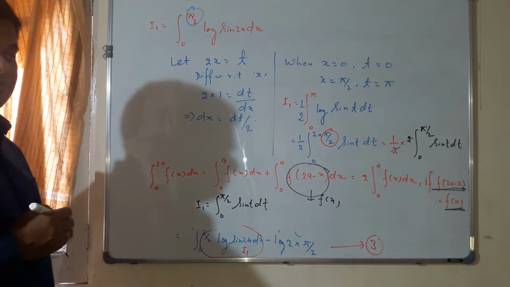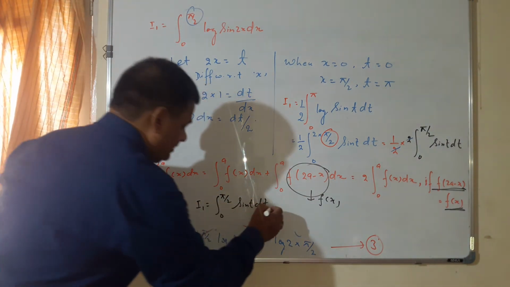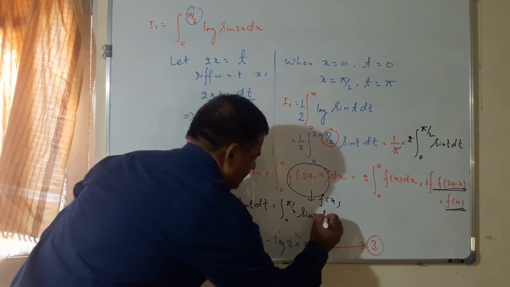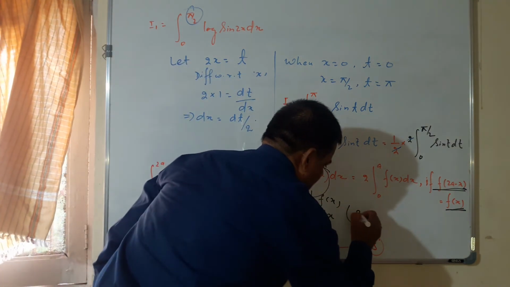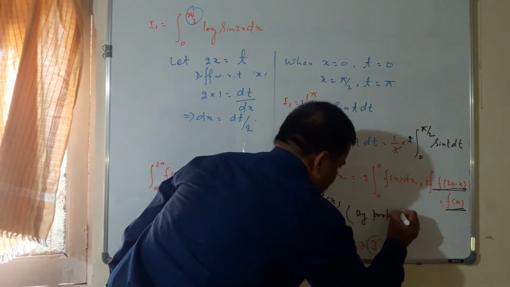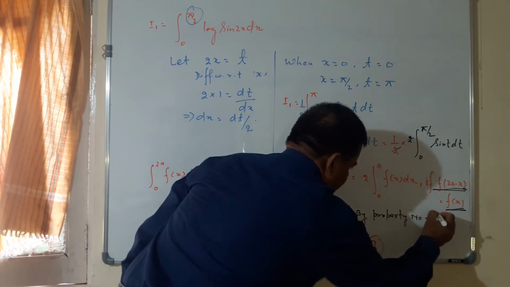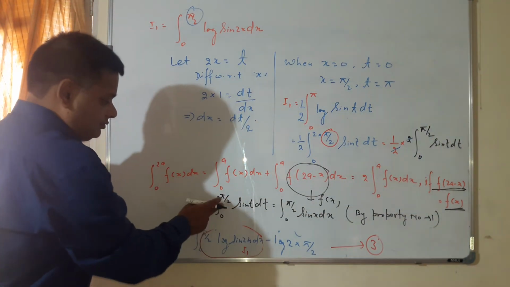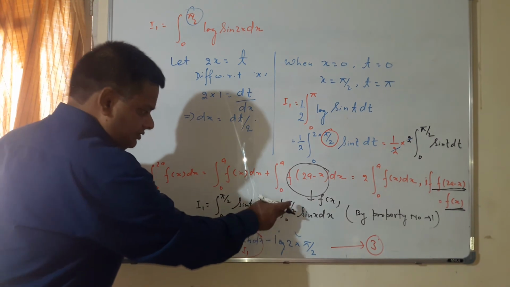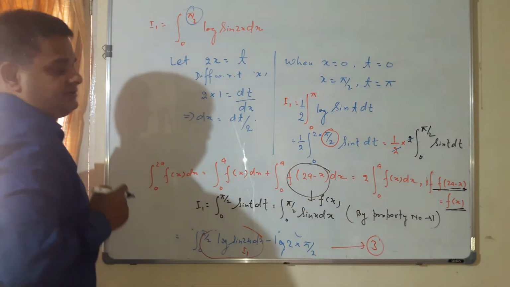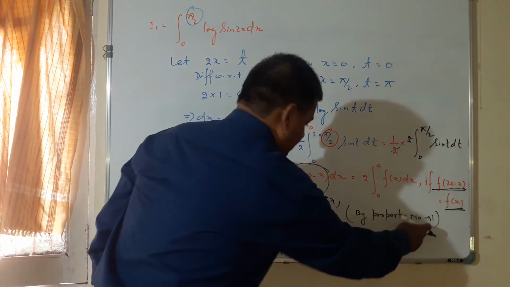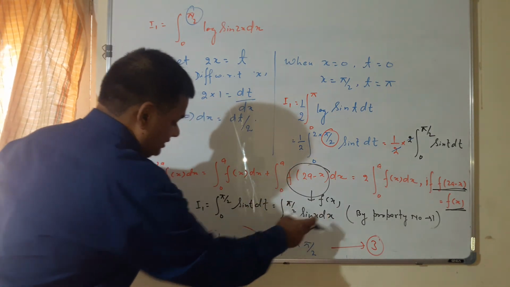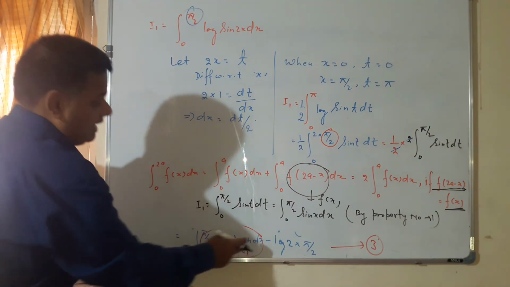Now through property number 1, we can write integral 0 to pi by 2 of log sin t dt as integral 0 to pi by 2 of log sin x dx. So we got I1. I1 is equal to integral 0 to pi by 2 of log sin x dx. Now I am going to put the value of I1.